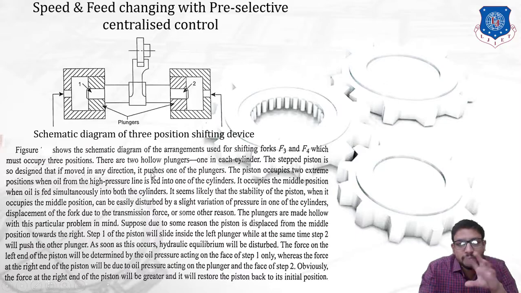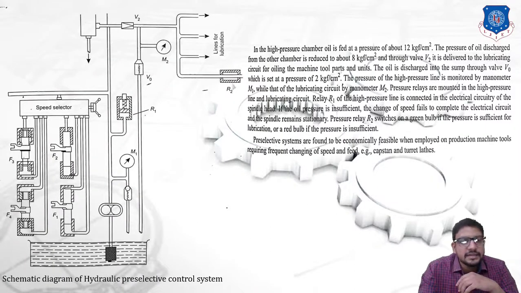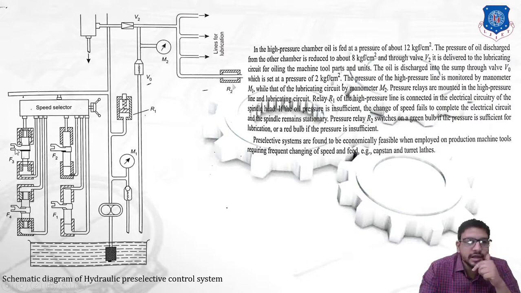Now let us combine both the arrangements which we have seen for this pre-selective control system in our actual diagram. So you can see this is a schematic diagram of a hydraulic pre-selective control system. Over here you can clearly see F1 and F2 are shown, which means fork 1 and fork 2, and over here fork 3 and fork 4. So this is a representation of F1 and F2 for 2 positions, and this is a representation for 3 positions of a shifting fork.